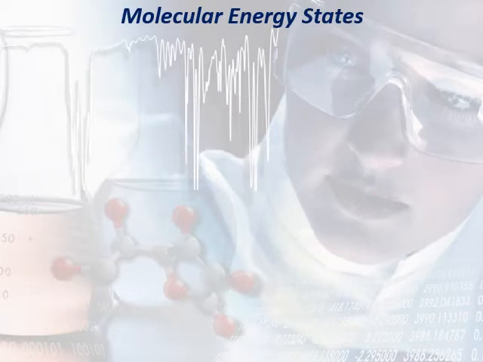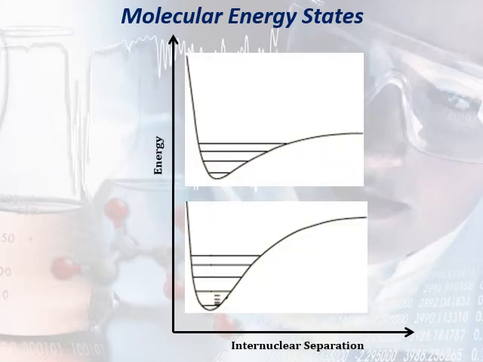Let's see what are the different energy states that exist in molecules. The molecules have electronic ground states, electronic excited states, vibrational states, and rotational states. Here you see the plot of molecular energy of a diatomic molecule as a function of its internuclear separation. The lower curve represents the electronic ground state, and the upper curve represents the electronic excited state.